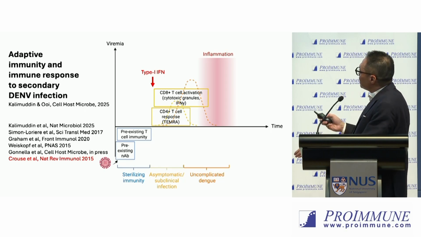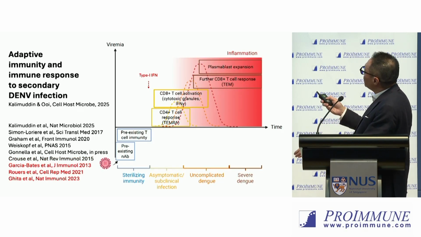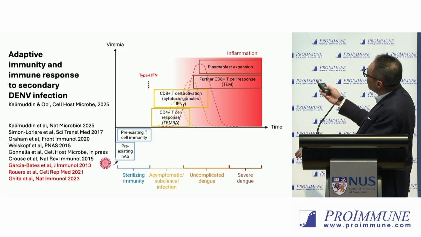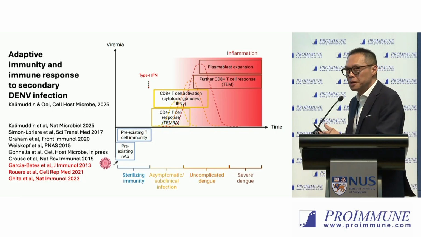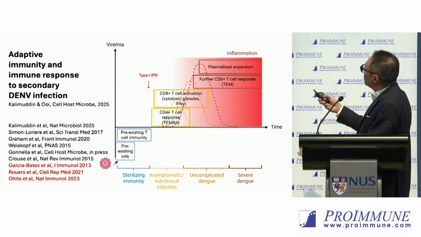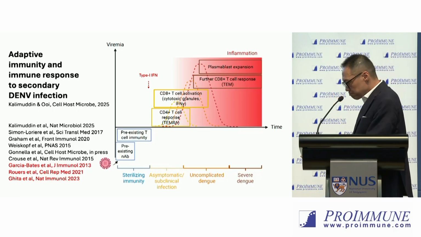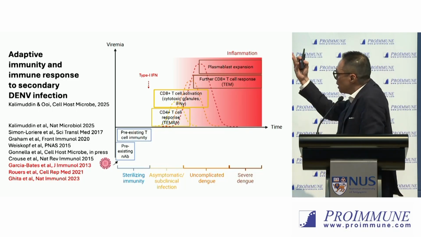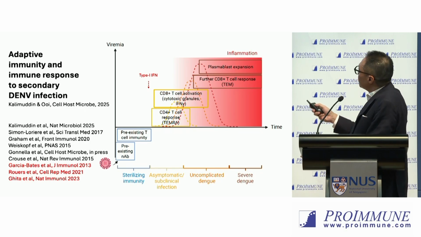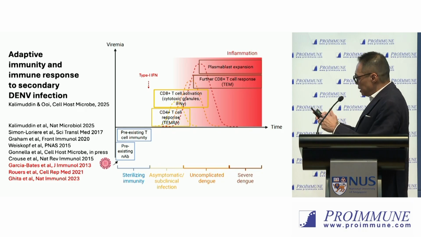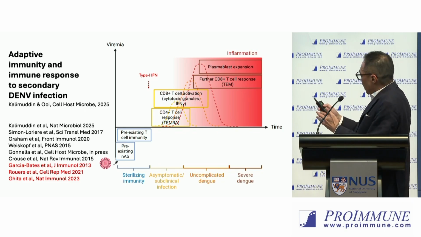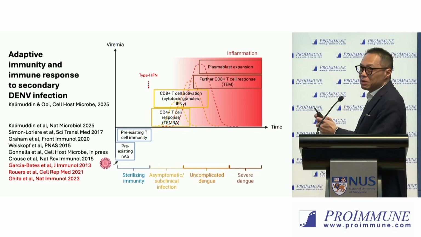If this doesn't happen, and type 1 interferon level is low and you delay the activation of these T cells, then when they are activated, they are activated in the context of a very pro-inflammatory response, which collectively leads to a dysfunctional T cell response. In this paper by Gonella et al., they showed that it adopts a TEM phenotype, but others have shown that it is probably dysfunctional, and they also find a lot of plasmablast expansion at that point.